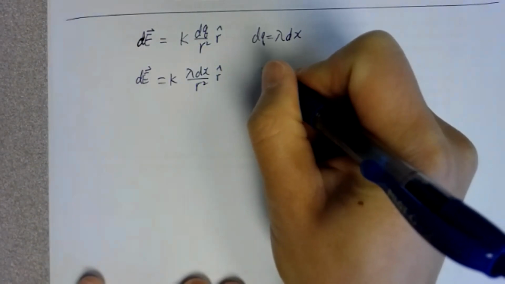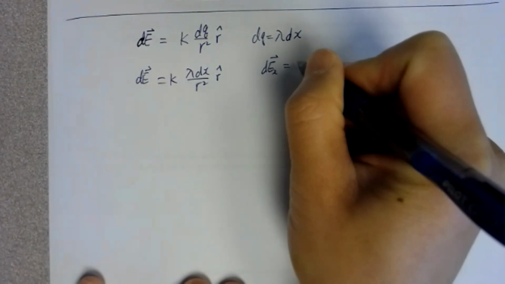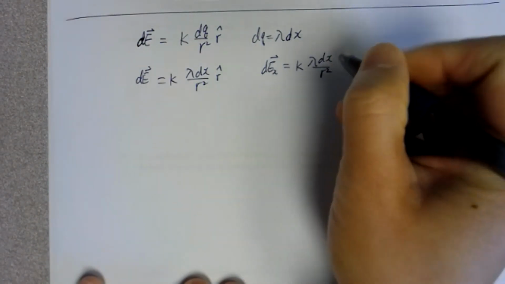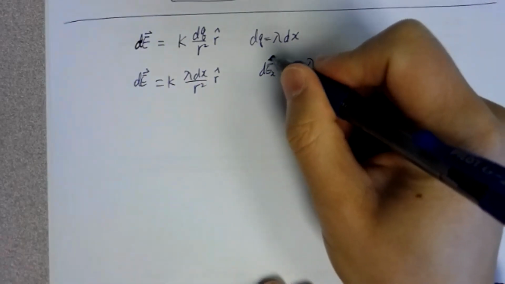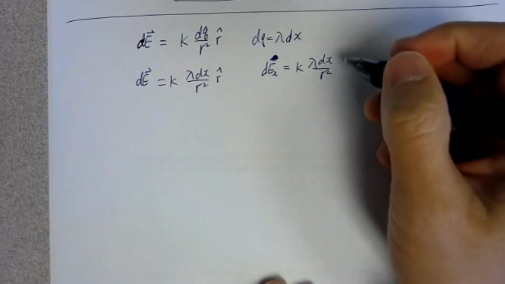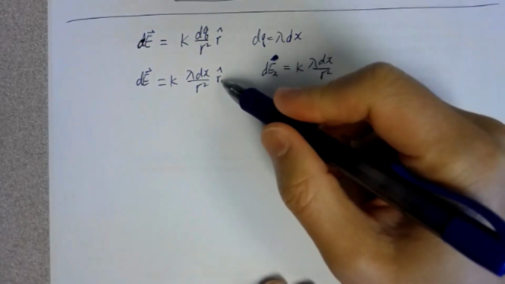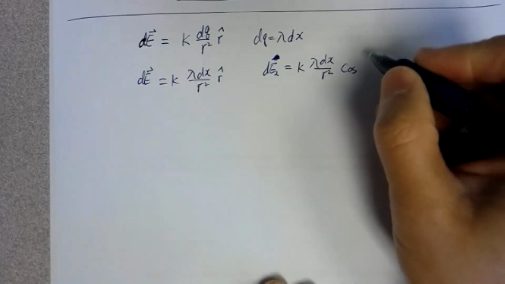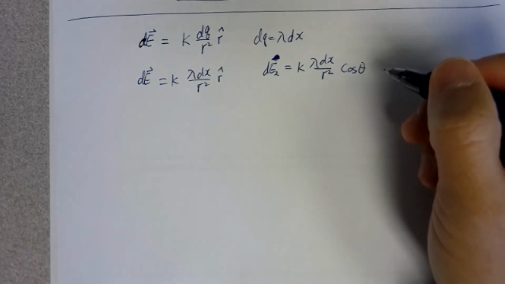So the x component dEx will be k lambda dx over r squared. So if we are doing a component, then you are just really talking about the magnitude in that one. So you don't need an arrow on top of it. But magnitude, so this guy has a magnitude of 1, so then it's 1, okay? But then for the x component, you should have cosine of theta, okay? Theta is the angle shown in the figure.